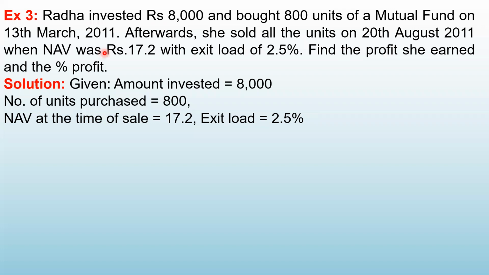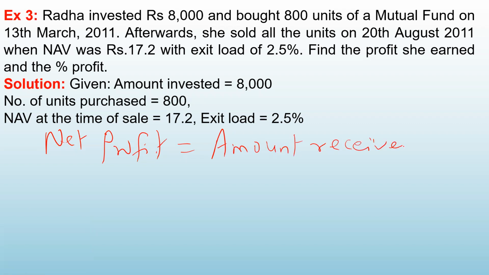Now, how do you calculate the profit? In this problem, there is no mention of dividend, so the gain is only by selling the units. So what is the net profit? It is the amount received minus amount invested. This is how we calculate the net profit, correct? So net profit is equal to amount received minus amount invested.